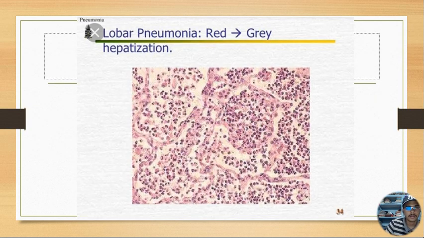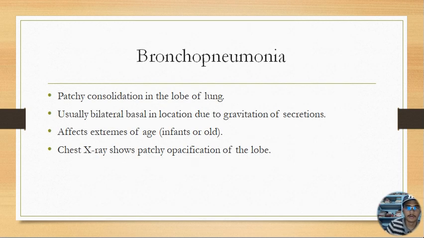Moving on, in the gray hepatization, you will see the RBCs are getting degraded. Now, the second type of typical pneumonia, or the subtype of typical pneumonia, was bronchopneumonia. It is a patchy consolidation in the lobe of the lung. Lobar pneumonia was a consolidation of the entire lobe, whereas bronchopneumonia is patchy.